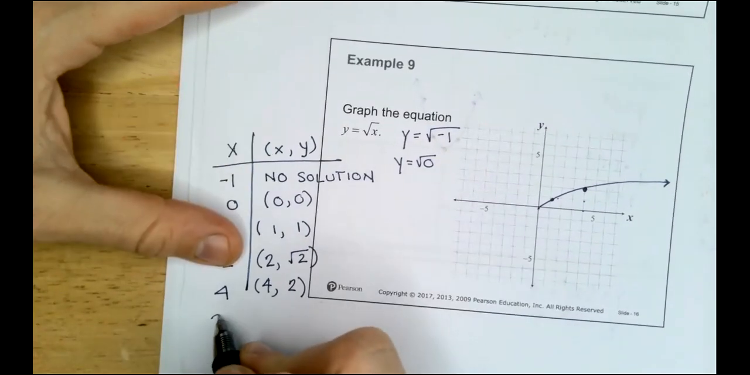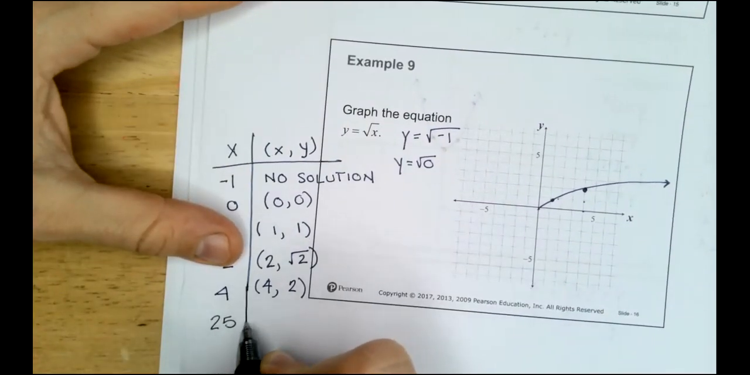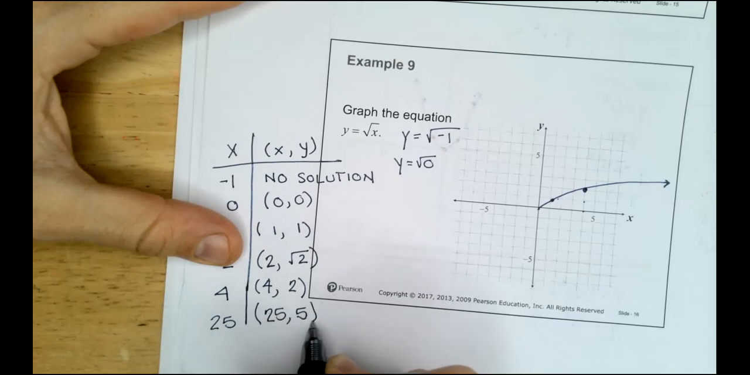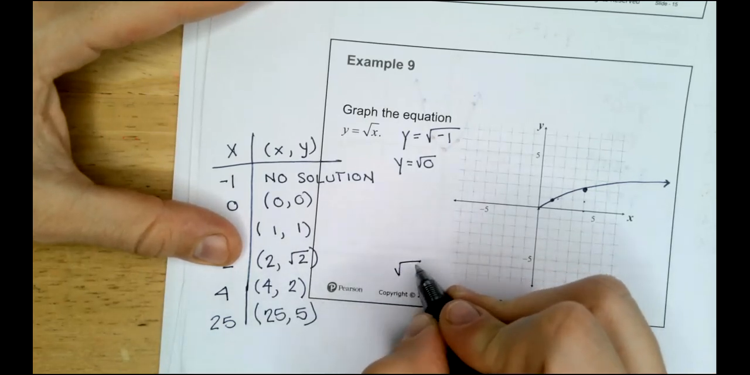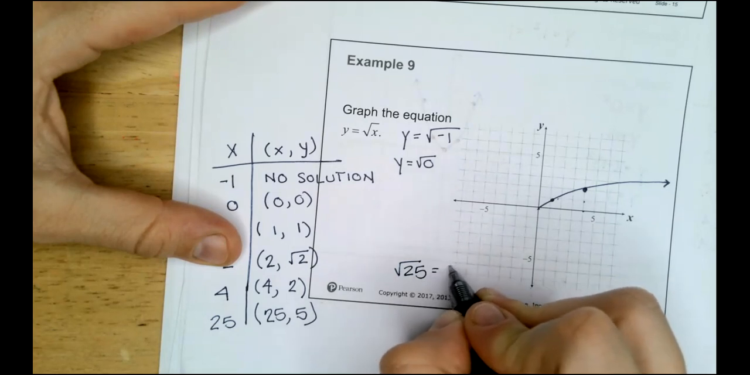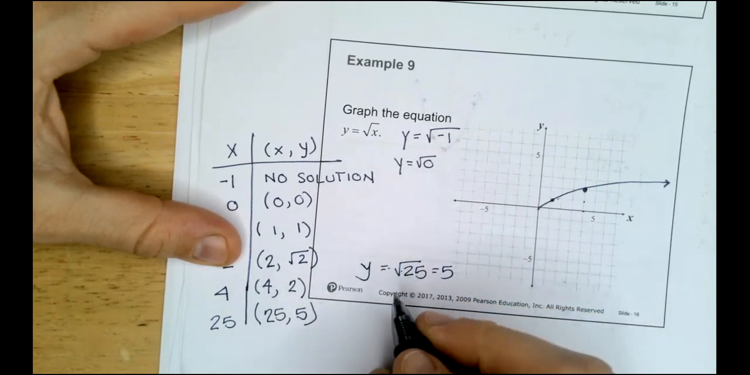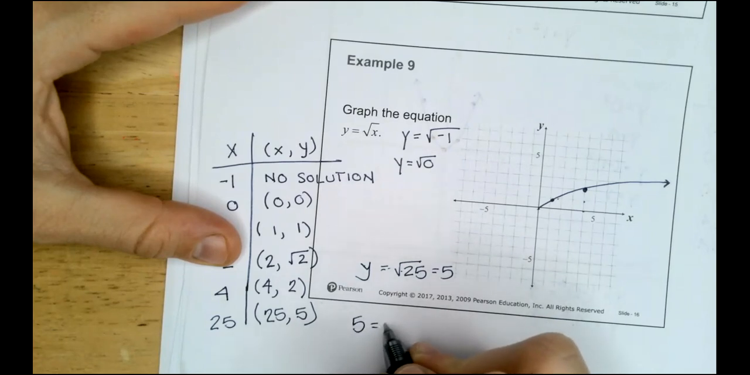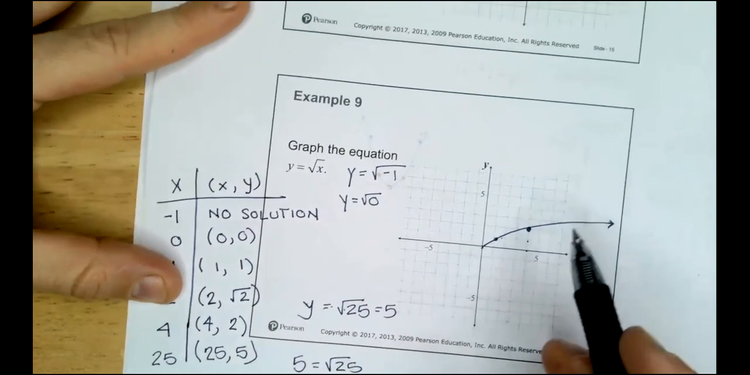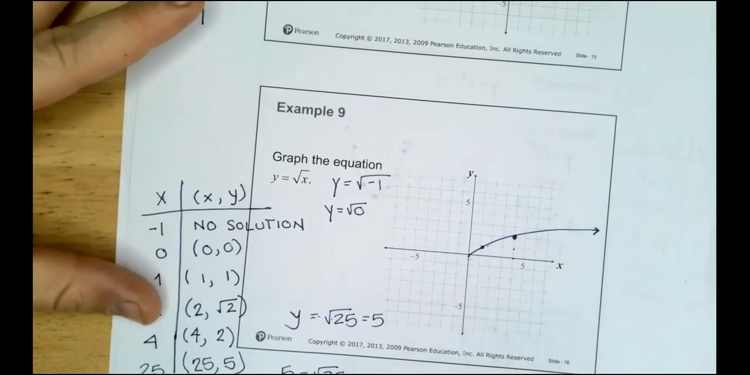When x is all the way out at 25, y is going to be 5, right? Because the square root of 25 is 5. Y is the square root of x, so 5 is the square root of 25. So it's just going to slowly move that way, all right?